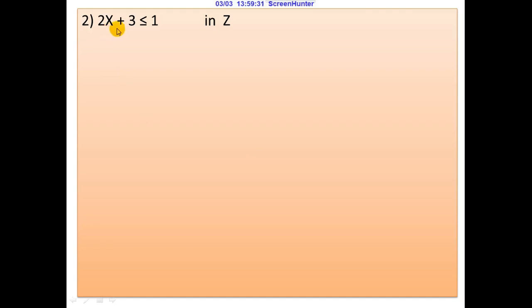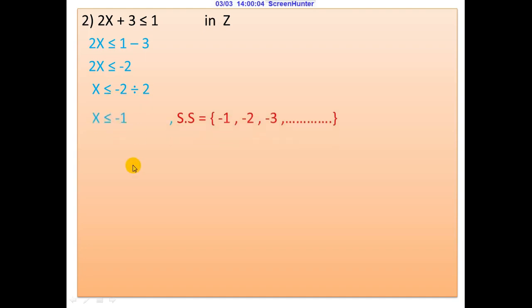Exercise number 2: 2x plus 3 less than or equal to 1 in set Z. How do we solve that? First, we must put plus 3 on the other side with a different sign. It will be 2x less than or equal to 1 minus 3, so 2x less than or equal to negative 2. And then we can move the multiplication by 2 to the other side with a different sign, so it will be divided by 2. So x less than or equal to negative 2 divided by 2. Finally, it will be x less than or equal to negative 1.